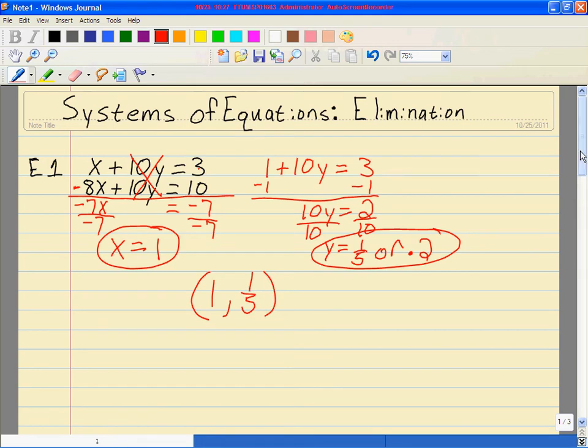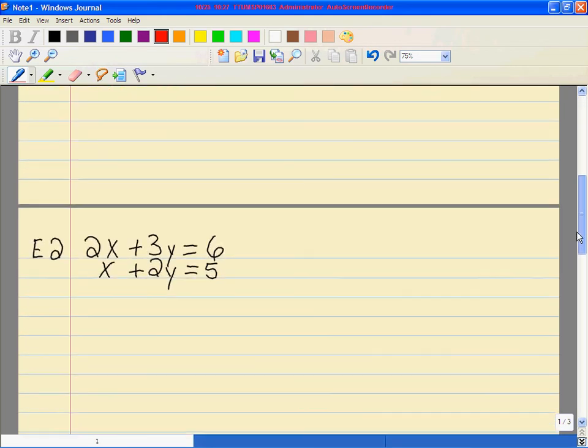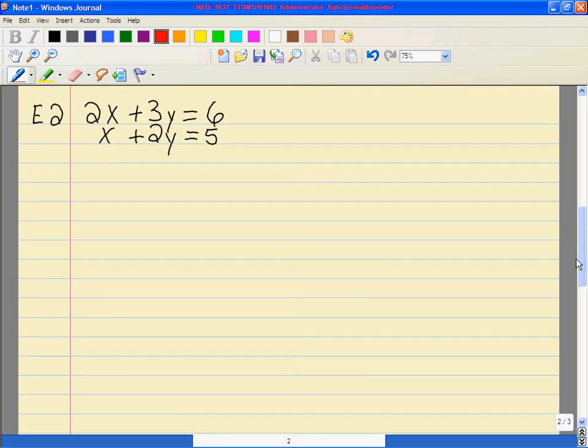So let's look at the second type of systems of equations using elimination. In this type, automatically we don't see anything that's going to cancel out. The coefficients of the x are not the same, the coefficients of y are not the same. So we need to do something so that we'll get those coefficients the same.